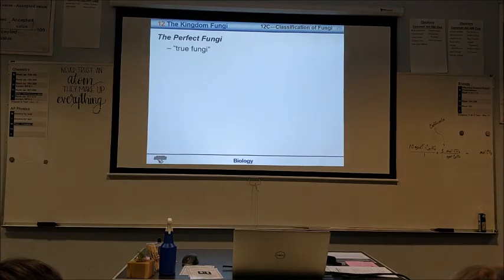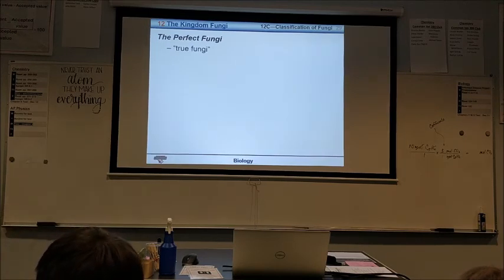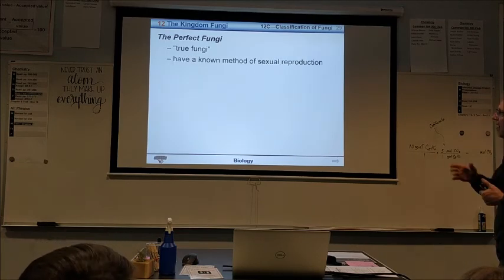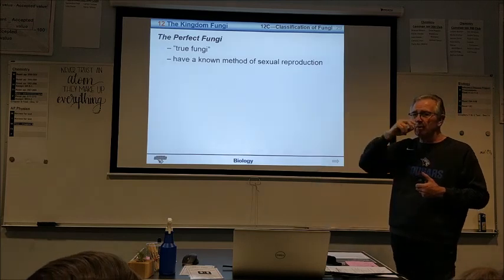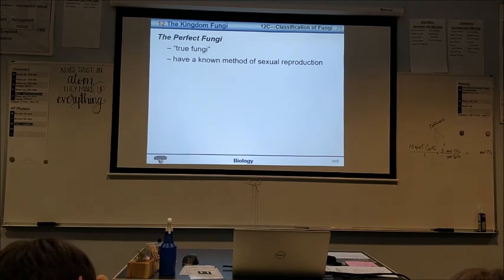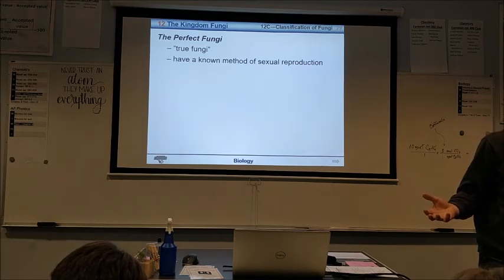Okay, the last thing that it talks about in your chapter are perfect fungi and imperfect fungi. The perfect fungi, we call them true fungi. Why? Because they have a known method of sexual reproduction. So the three that we talked about all had sexual reproduction. So there are some others that might not. You know, if some are true fungi, there must be some that aren't.